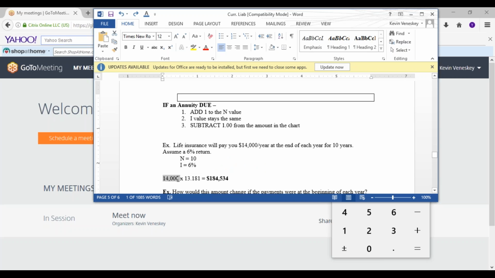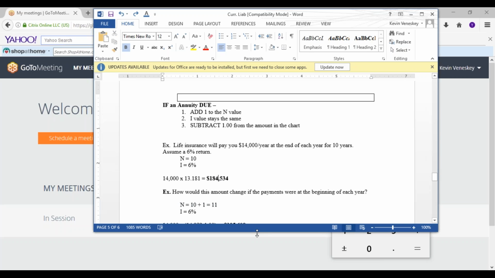Take my known amount, the payment of 14,000, times that number on the chart. 14,000 is actually worth 184,534 in 10 years at 6% interest. If we simply change the interest to 7 or 8%, this number will reflect that in quite a big way. Changing the interest 1% over time makes a big difference.